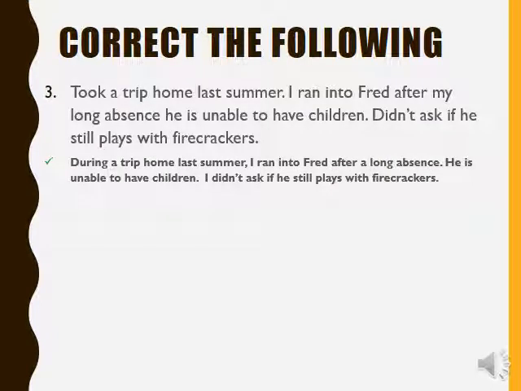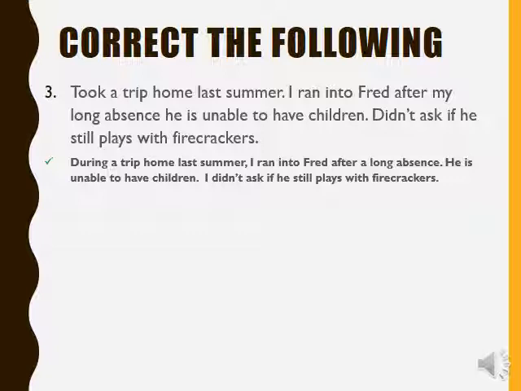During a trip home, so you can add some words in order to have a correct sentence. Like here we added "during", for example. During a trip home last summer, I ran into Fred after a long absence. He is unable to have children. I didn't ask if he still plays with firecrackers.